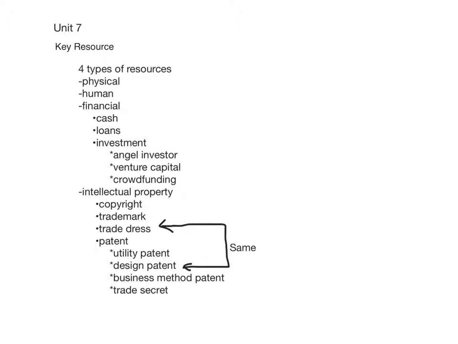The 4th resource is intellectual property, which includes copyright, trademark, which will protect your logo or name, and trade dress, and patent, including utility patent and design patent. Design patent is the same as trade dress. Those protect the appearance of your product, and the business must have a patent or a trade secret. The trade secret is not enforced by law, but is a way to protect your intellectual property for a company.